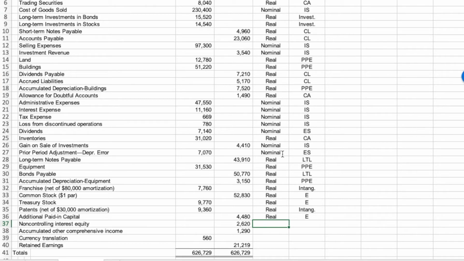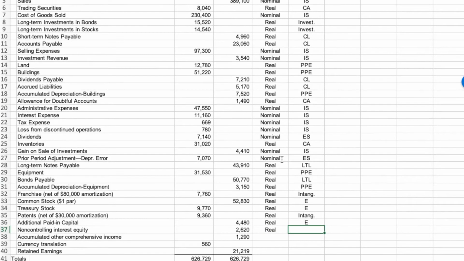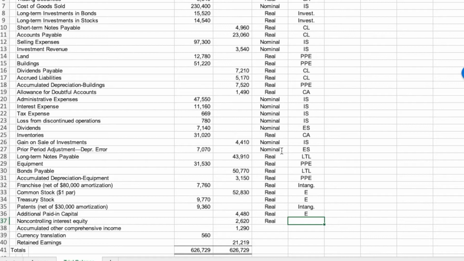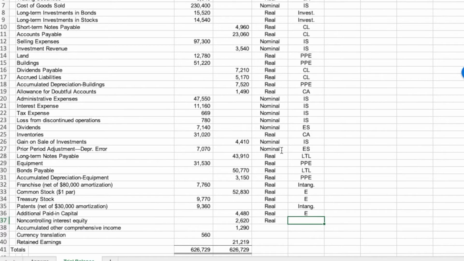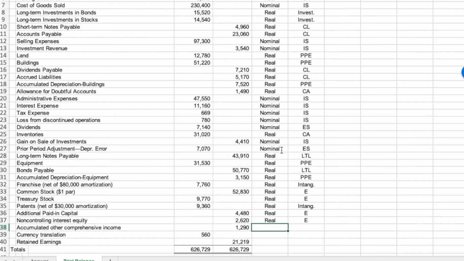Non-controlling interests equity is a real account. This is the amount of equity that belongs to non-controlling interests. So we consolidate all the assets and the liabilities of any company that is controlled by the reporting entity. That's what we mean by consolidation. So anything that is controlled, even if it's not 100% owned, gets consolidated. However, we have to pull out the residual piece that does not belong to the shareholders of that company. That is through non-controlling interests. So non-controlling interest equity is in the equity section of our balance sheet.